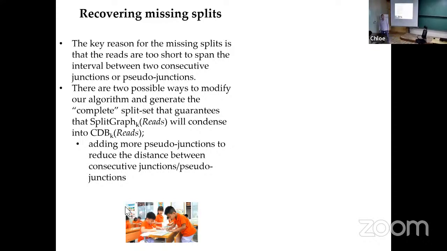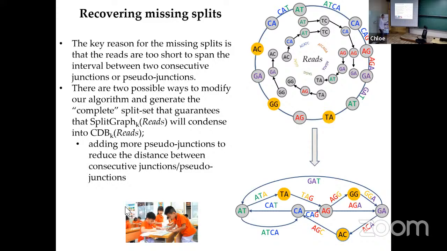So reads are too short to span the space between consecutive junctions. That's why one of the ways to fix this is to add more pseudo junctions. So we have junctions here, here, here. If we add more pseudo junctions, then hopefully for every 2 consecutive ones, there will be reads that span them. For example, we are doing similarly. We know the junctions.